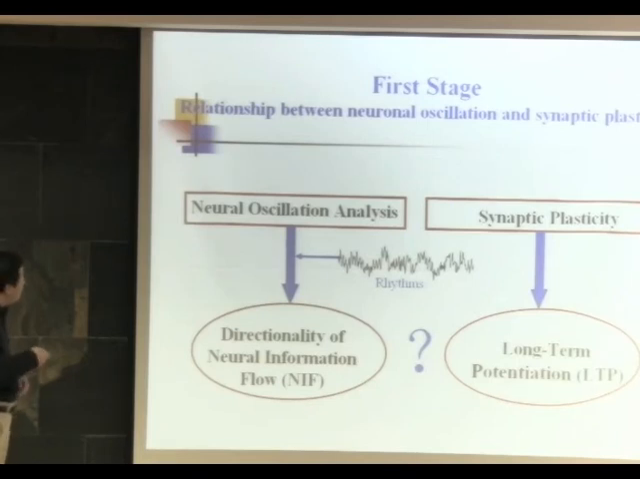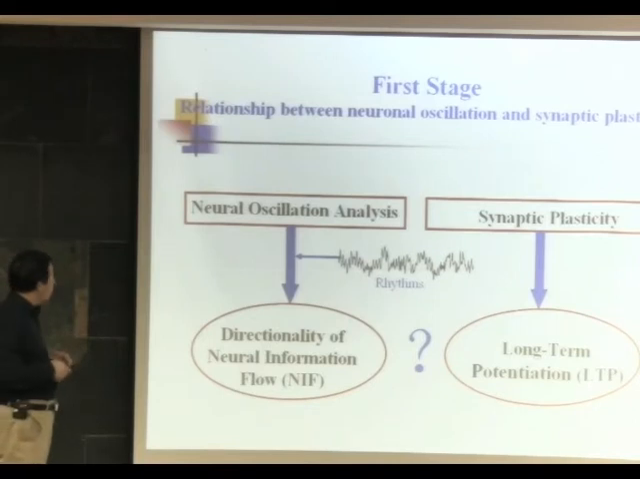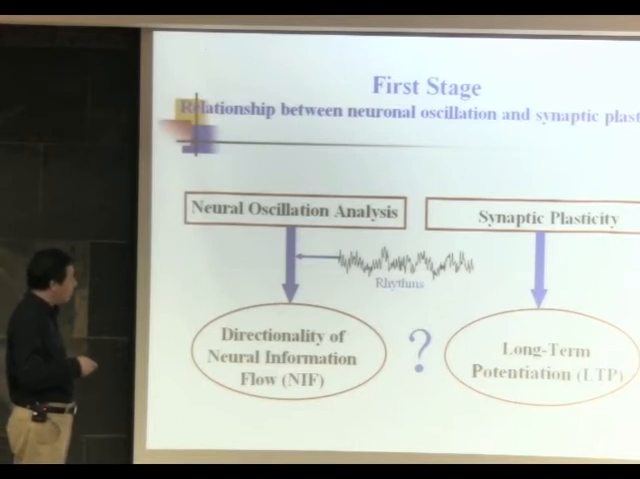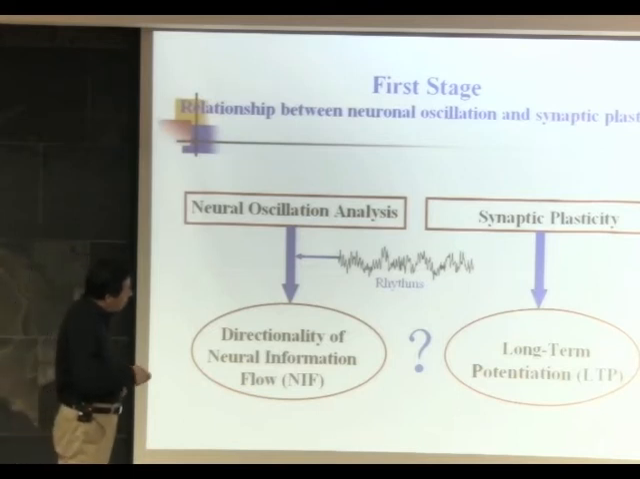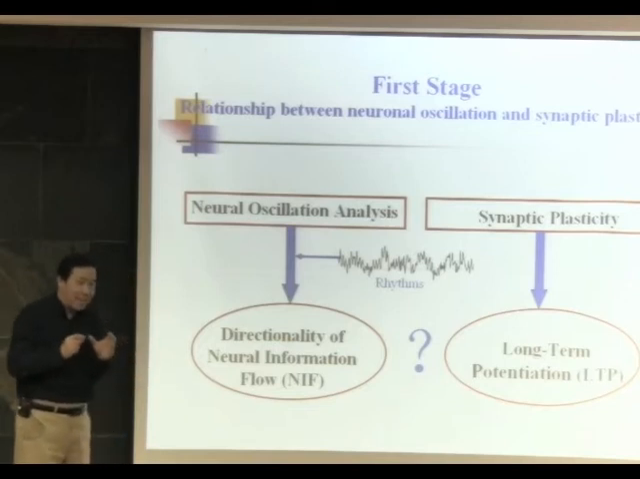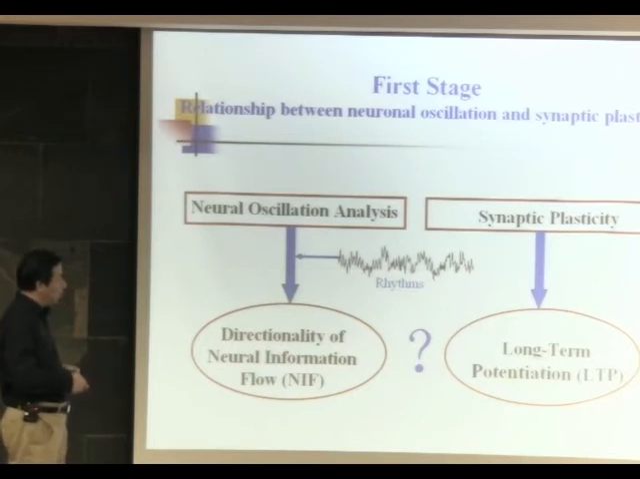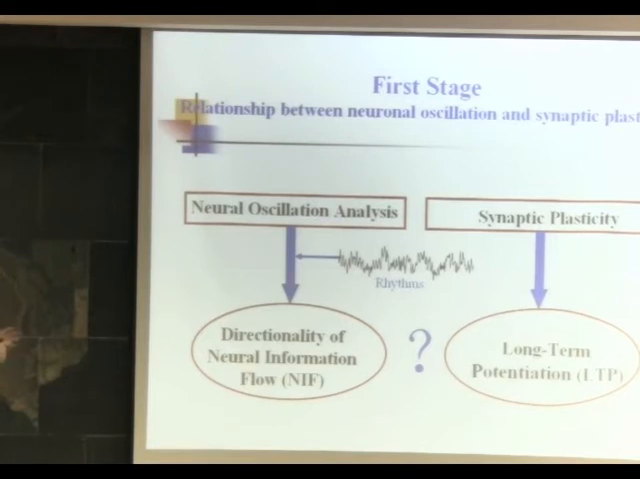This is our first stage. In the first stage, we try to understand, or try to measure, the relationship between neural oscillation and synaptic plasticity. For neural plasticity, we use an index, a quantitative measurement, which we call long-term potentiation, LTP. In the neural oscillation analysis, we use another index, which we call directionality of neural information flow, NIF.